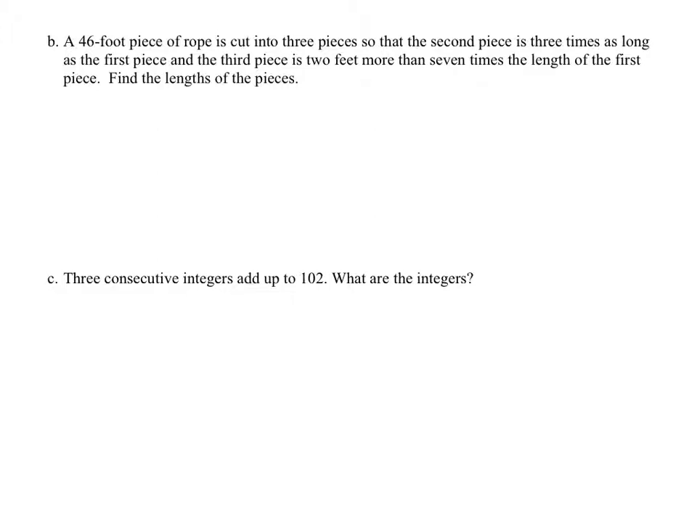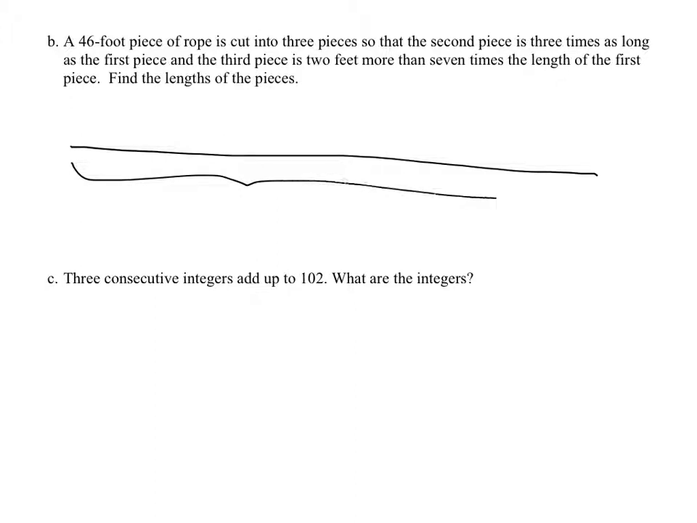Now, the next one is, these are just all different types of problems. So a 46-foot piece of rope is cut into 3 pieces. So I'm going to write my 46, there's my rope, and I realize it's 46 feet. So I just wrote that. And it's cut into 3 pieces, so the second piece is 3 times as long as the first piece, and the third piece is 2 feet more than 7 times the length of the first piece. Find the lengths of the pieces.